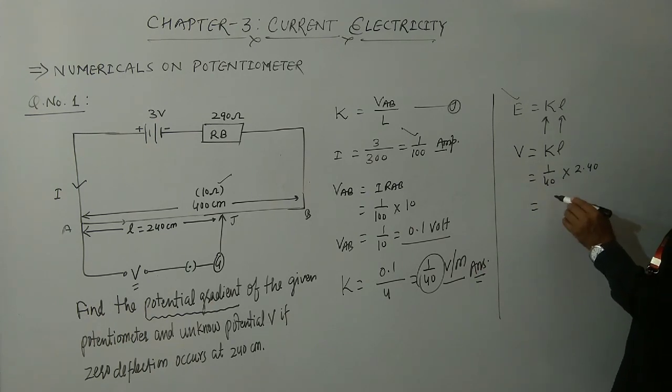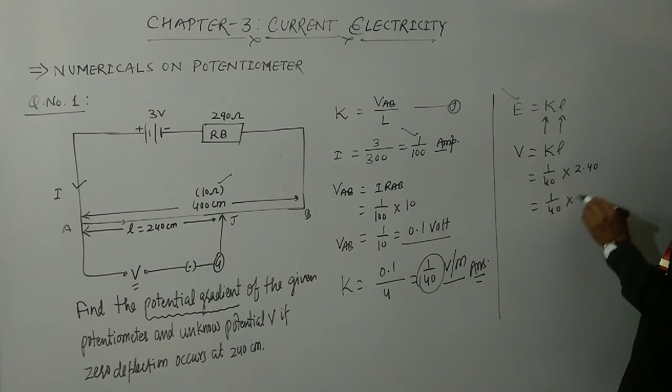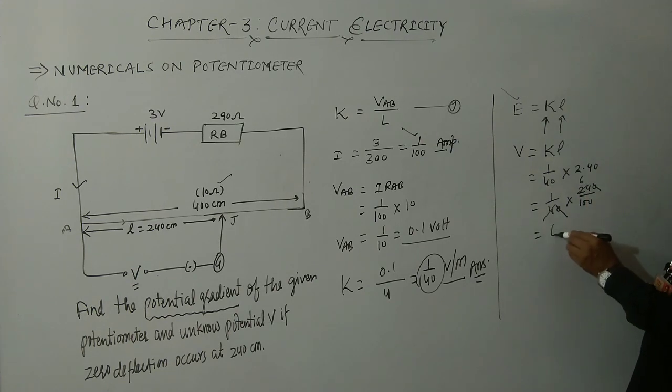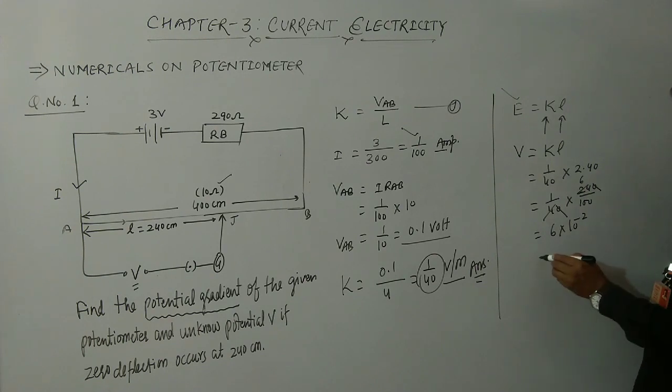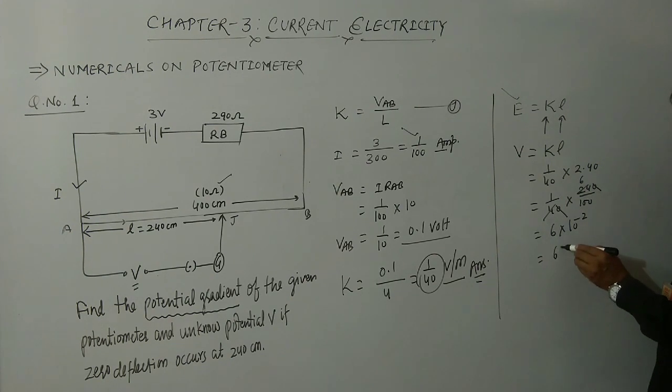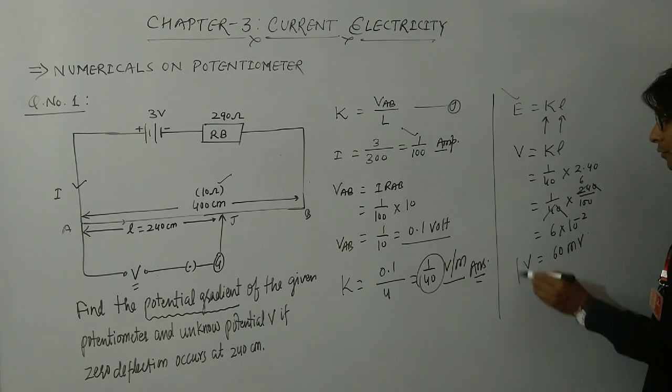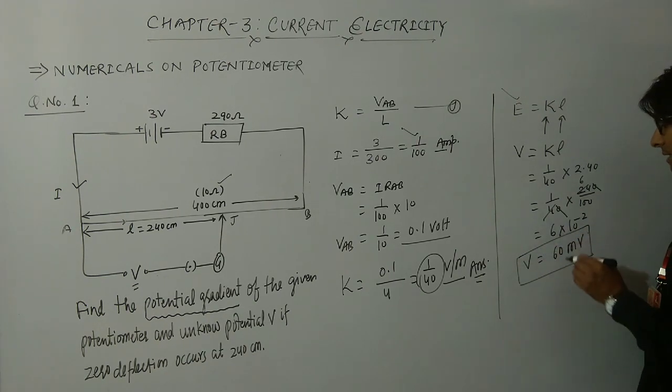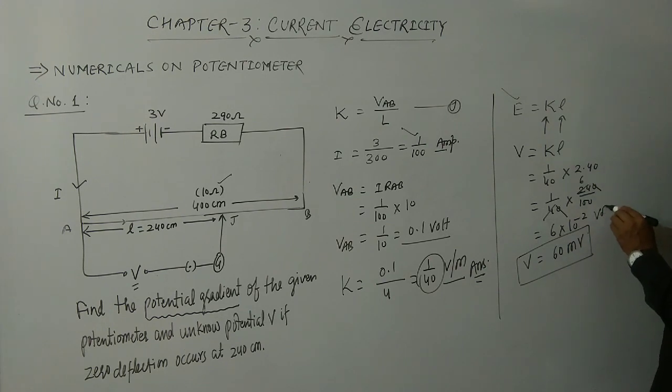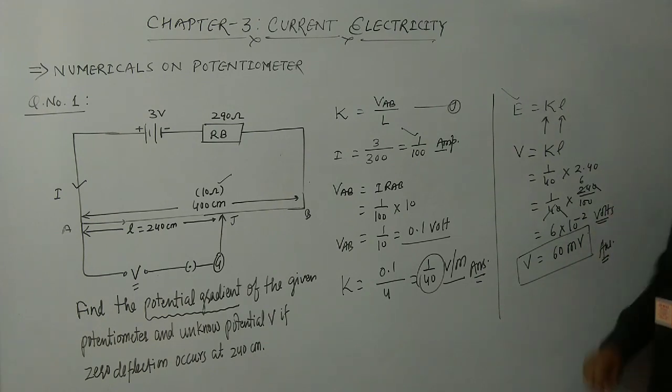So you can write this as 1 upon 40 into 240 upon 100. So 0 cancels out by 0, and this comes out to be 6. So 6 into 10 to the power minus 2, which can be written as 60 millivolt. So the unknown EMF of the cell is 60 millivolt, or 6 into 10 to the power minus 2 volt. So this is the desired answer.